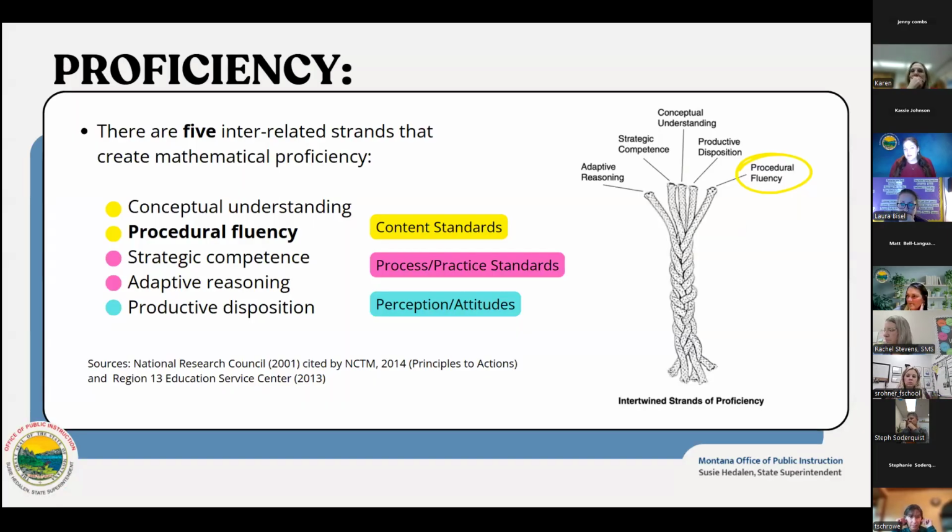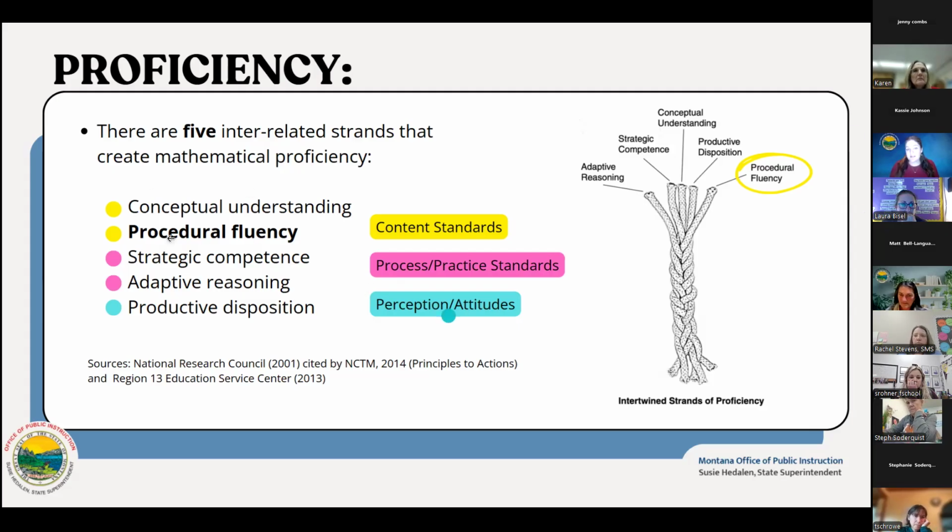I want to review this braided rope from our last session. So we talked about the proficiency strands that NCTM and the National Research Council have cited multiple times. This comes directly from the book Principles to Actions from NCTM, but this appears a lot on the internet. And there are those five strands that we talked about last time: conceptual understanding, procedural fluency, which is what we're focusing on today, strategic competence, adaptive reasoning, and productive disposition.